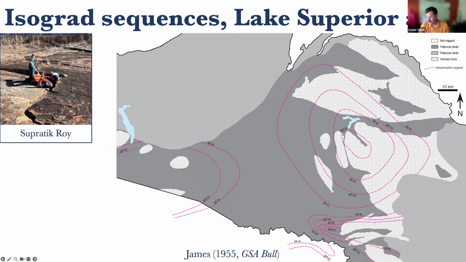He's a PhD student currently at Johns Hopkins University and is leading the work that I'm about to present. So this here is the map of James in 1955, and you can see the various isograds that were mapped, and they define different metamorphic nodes. So in the north here is the Republic node. In the west is the Watersmeet node. And down here, near the Wisconsin-Michigan border, is the PV node. And so I'm going to focus on the PV node a little bit.